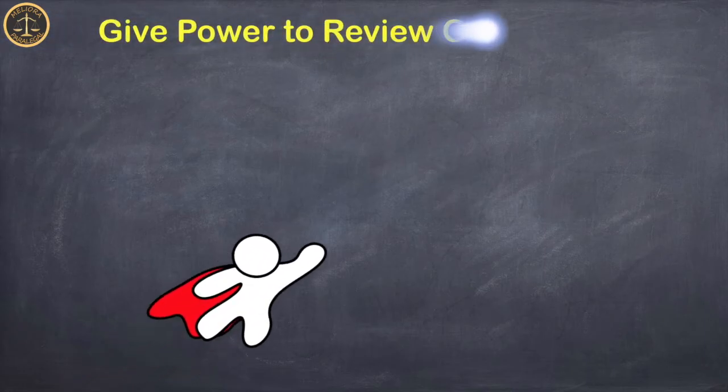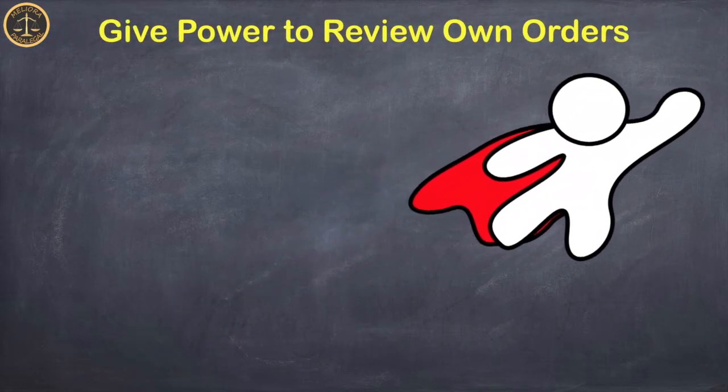Last but not the least, give power to review own orders. The bill recommended to provide power to the District Commission and the State Commission to review their own orders, especially in a case when there is an error apparent on the face of it.